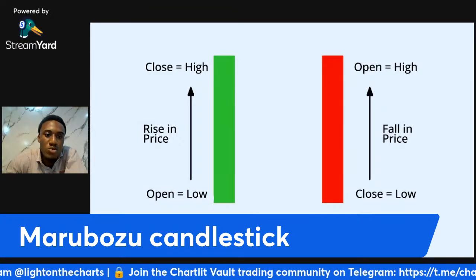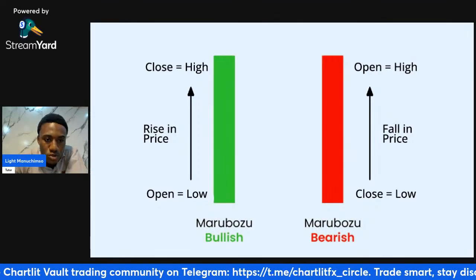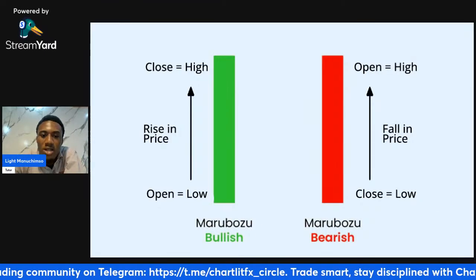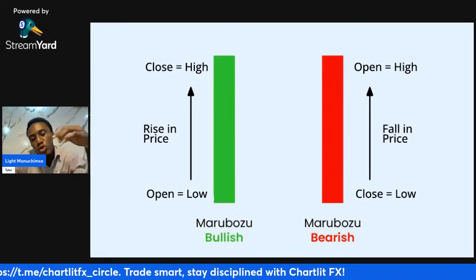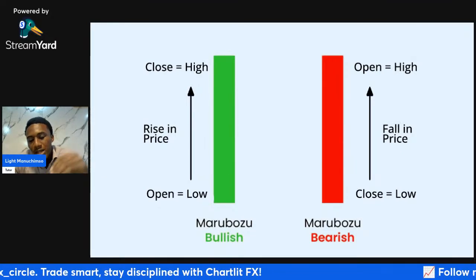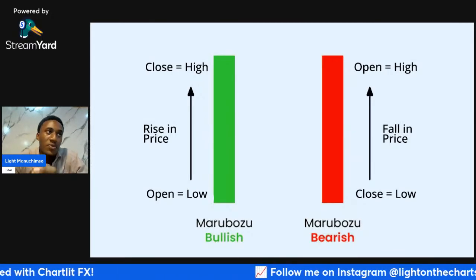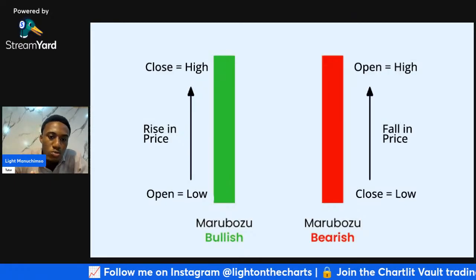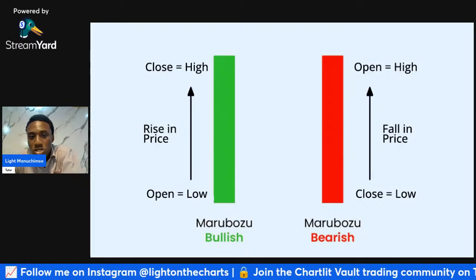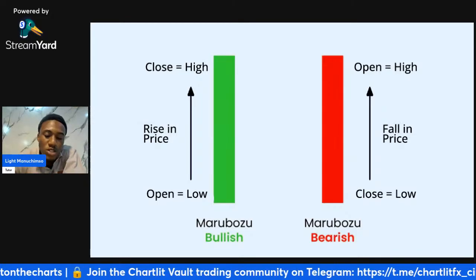So this one is the bullish Marubozu, and this is the bearish Marubozu. The bullish Marubozu forms at the bottom of a downtrend. That's where it forms. It means sellers have pushed price downward and buyers are stepping in with momentum to take price upwards. So that is the bullish Marubozu, and vice versa for the bearish Marubozu.